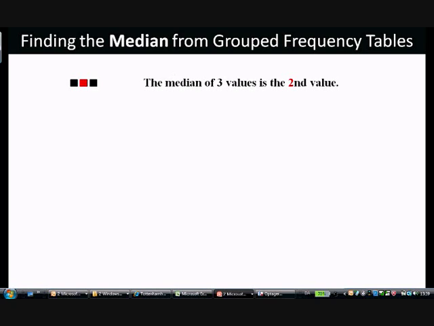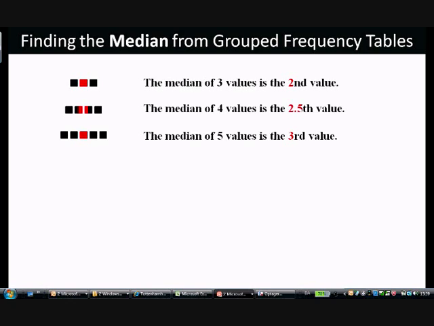So just to illustrate this, if there's 3 values, the middle one's the second one. If there's 5 values, the middle one's the third one. So therefore, if there are 4 values, the middle one is halfway between the third and the fourth one, so the 2.5th one if you like. Now a lot of people would just look at 4 and say, well, half of 4 is 2, so the middle one must be the second one. But you can see from these 4 in a line that if you just take the second one, it's not quite in the middle. The middle has to be halfway between the second one and the third one.